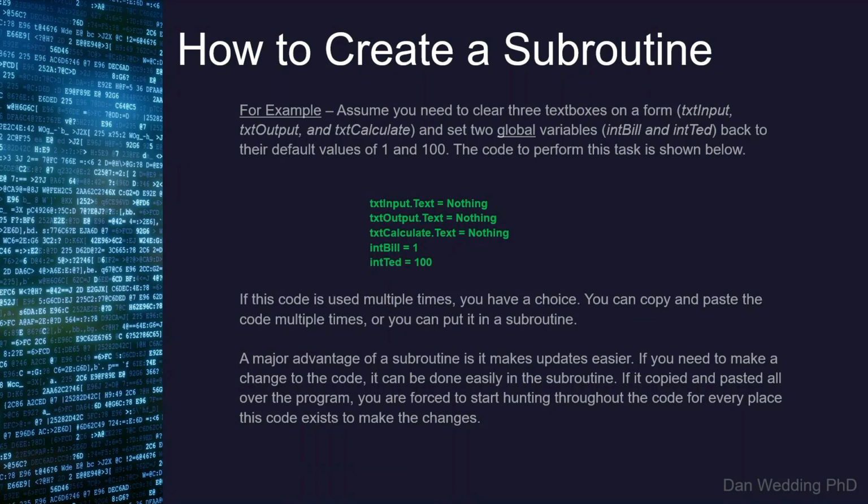A major advantage of a subroutine is it makes updates easier. If you need to make a change to the code, it can be done easily in a subroutine. If it is copied and pasted all over the program, you are forced to start hunting throughout the code for every place the code exists to make the changes.